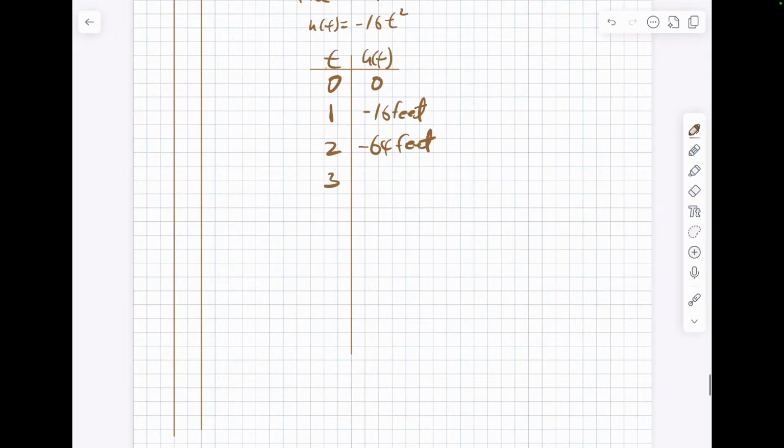In 3 seconds, how much is it going to fall? 144. Good. In 4 seconds, how much is it going to fall? 256. In 5 seconds, how much will it fall?